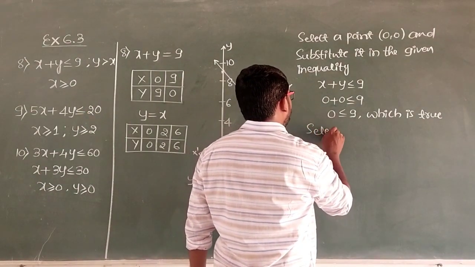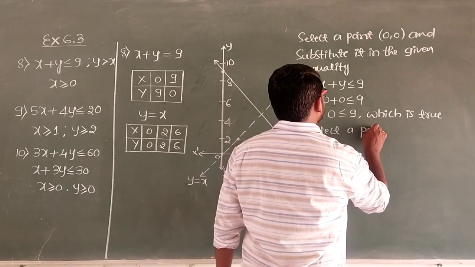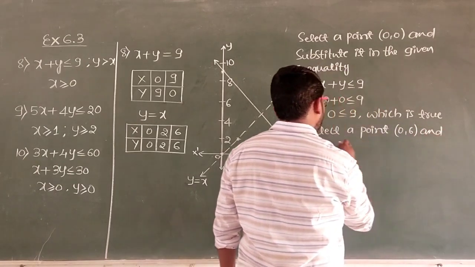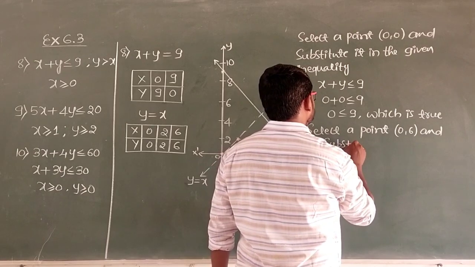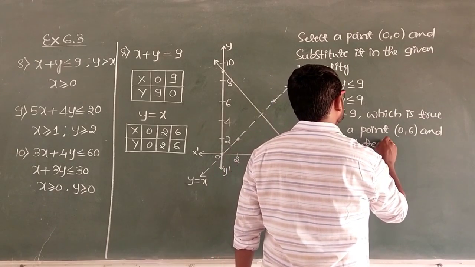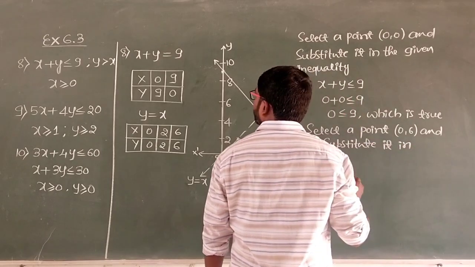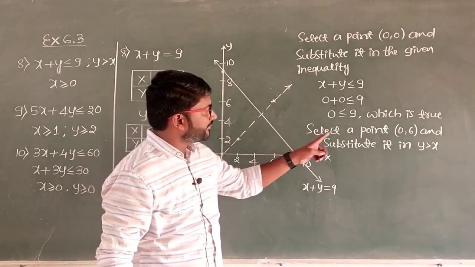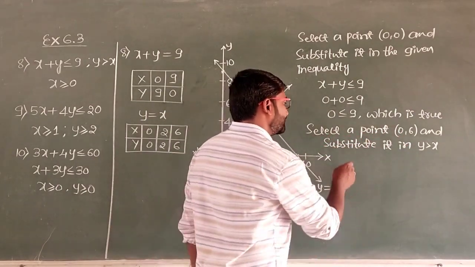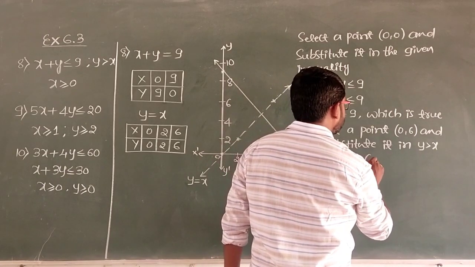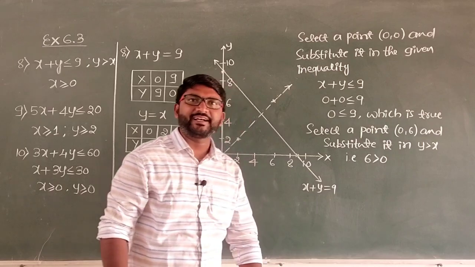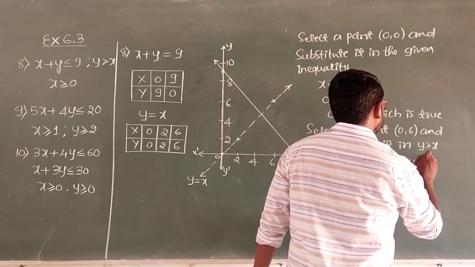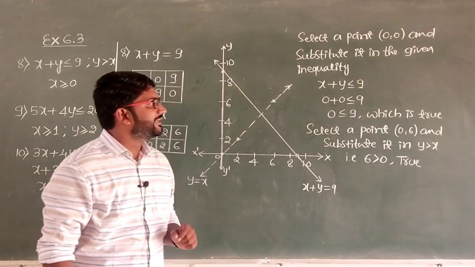Select a point 0 comma 6 and substitute it in y greater than x. So here the value of x is 0, y is 6. That is 6 greater than 0, which is true. So for both the inequalities, the condition is true now.